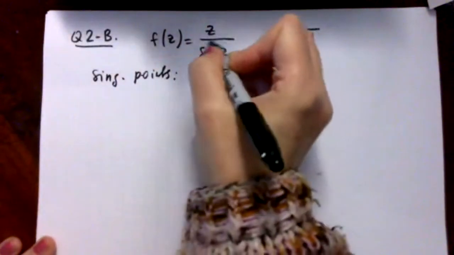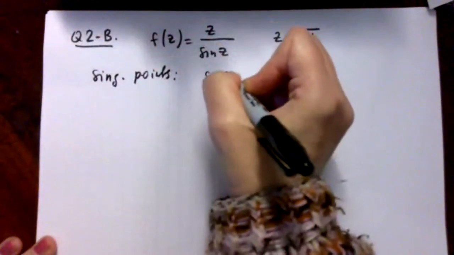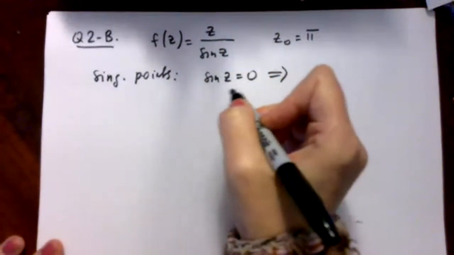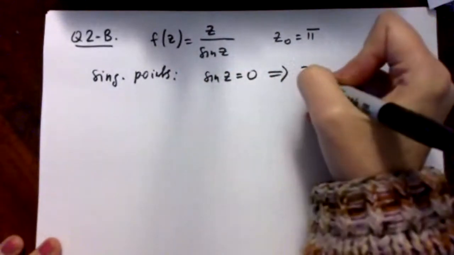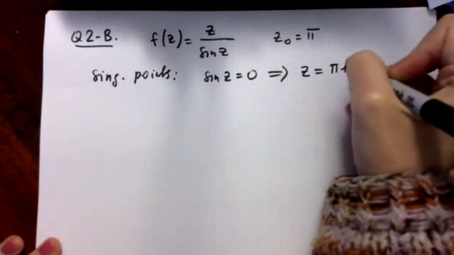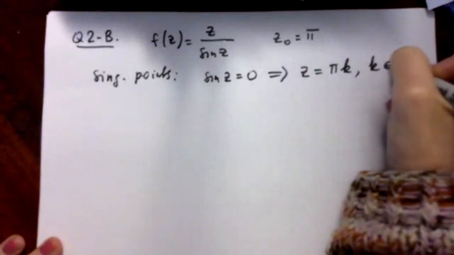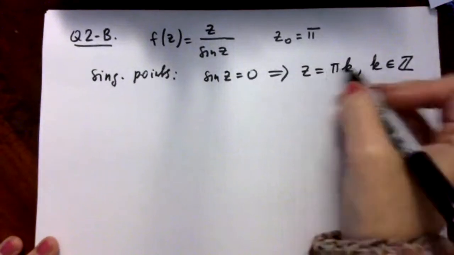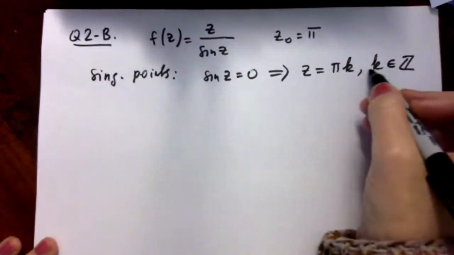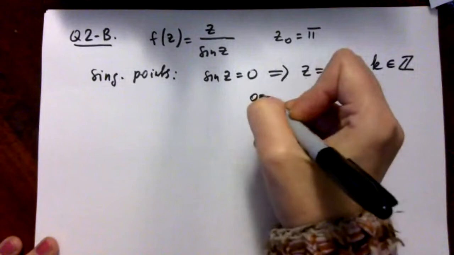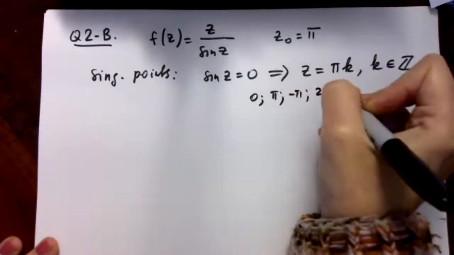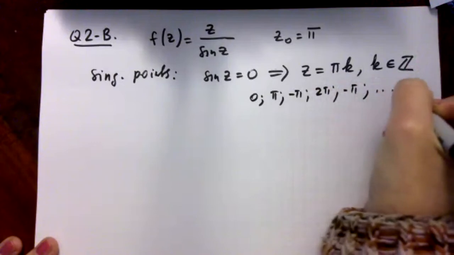You need to take the denominator and set it equal to 0, and you will end up having to solve this typical trigonometrical equation, and it will give you an infinite number of answers. Look at this. All these points are singularity points. Let's write them down. If you take k equal to 0, you will have 0, pi, minus pi, 2 pi, minus 2 pi, and so on and so on.